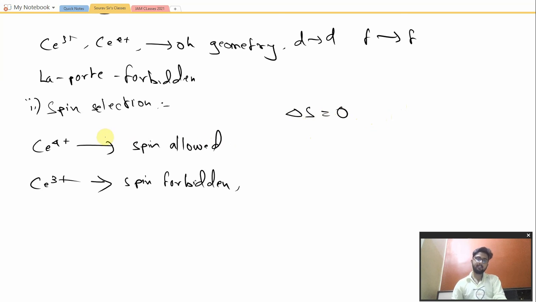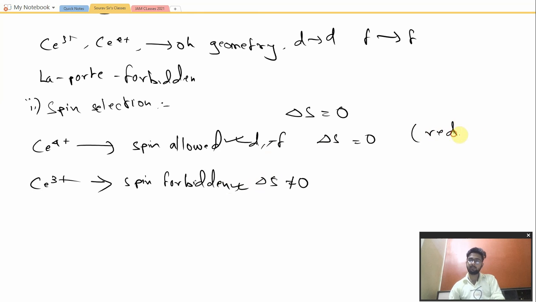Now in this case Ce4+, because of the mixing of d and f orbitals, the delta S value for the transition is equal to 0, while for Ce3+ the delta S value is not equal to 0. So Ce4+ here is spin allowed, as I have written already, and this one is spin forbidden. Therefore, because of being spin allowed, this compound on the transition gives a lambda max value, which imparts a color, and here the other is therefore colorless.